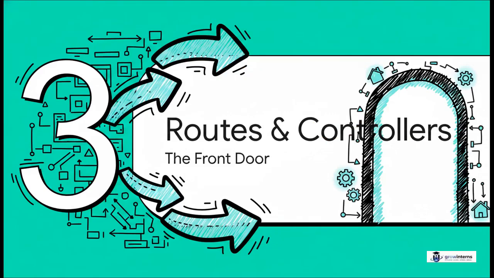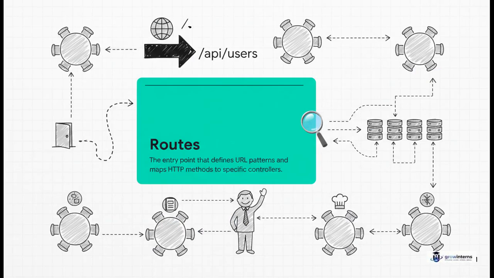Let's jump to Section 3, Routes and Controllers. This is the front door of our application. First up, the route layer. It's incredibly thin. Remember our restaurant analogy? The route is just your host. It doesn't take your order, and it for sure doesn't cook your food. It simply looks at your URL, like say a POST request to /api/users, and directs you to the correct table, which is our corresponding controller.